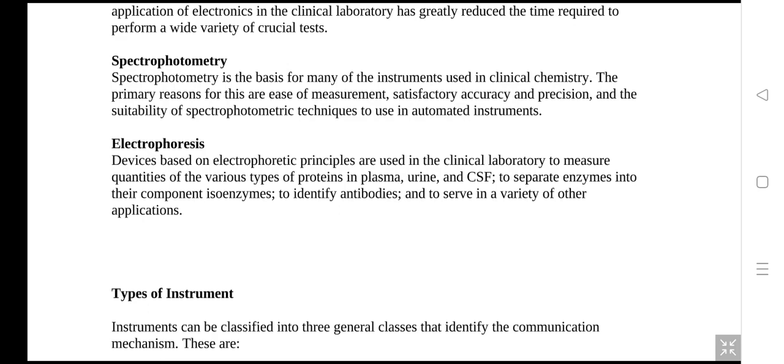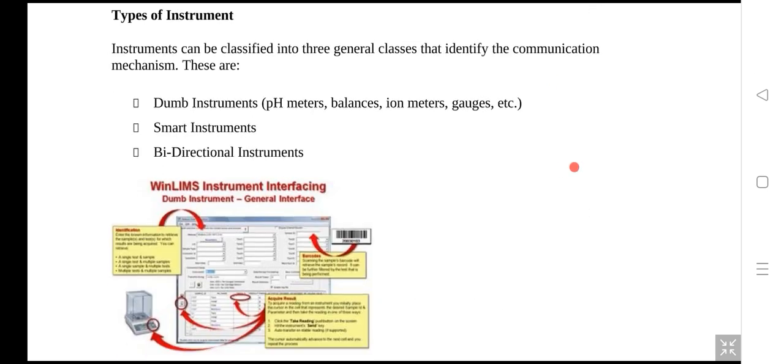Now, some very basic classifications of instruments. They are based on some principles. This is the principle of spectrophotometry, the basis of an instrument used in clinical chemistry. The primary reason for this is to issue measurements and so on. We also have electrophoresis. So these are some of the design principles of some of the equipment used in the lab.